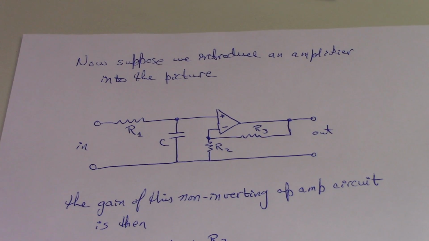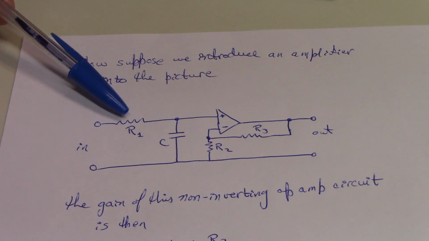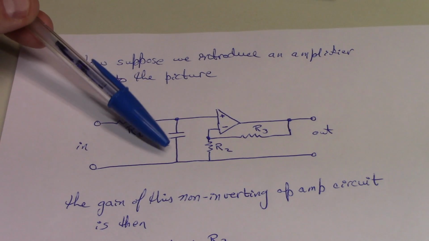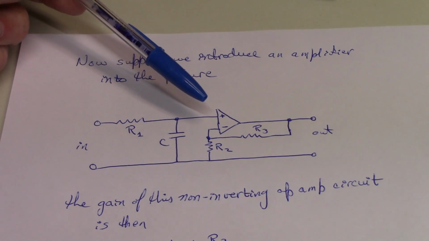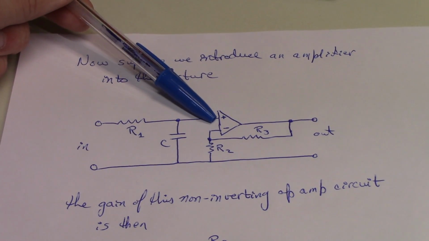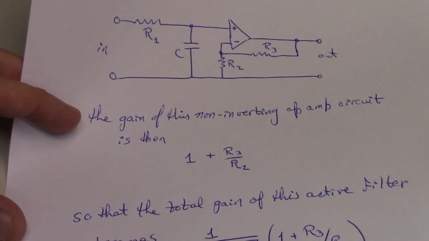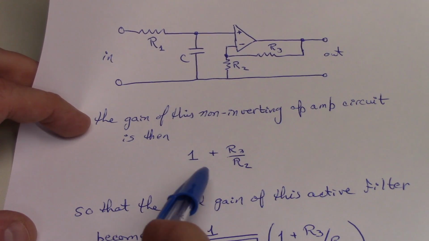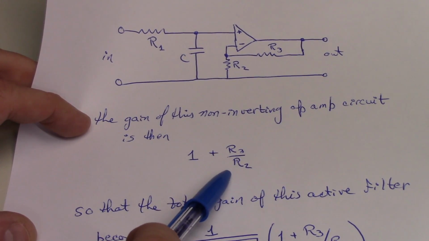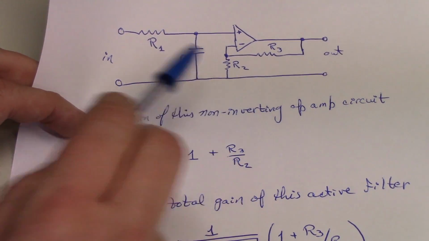Now suppose we introduce an operational amplifier on the output of the RC circuit. That way we can increase the gain of the overall circuit. To demonstrate, here's what we're going to do. We're going to take this low-pass RC circuit, and we're going to feed it into a non-inverting op-amp. And if you remember that the gain of this non-inverting op-amp is just 1 plus the ratio of these two resistors, R3 to R2.